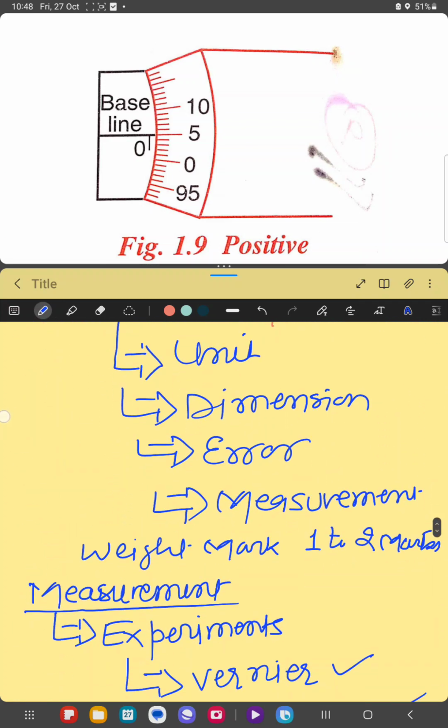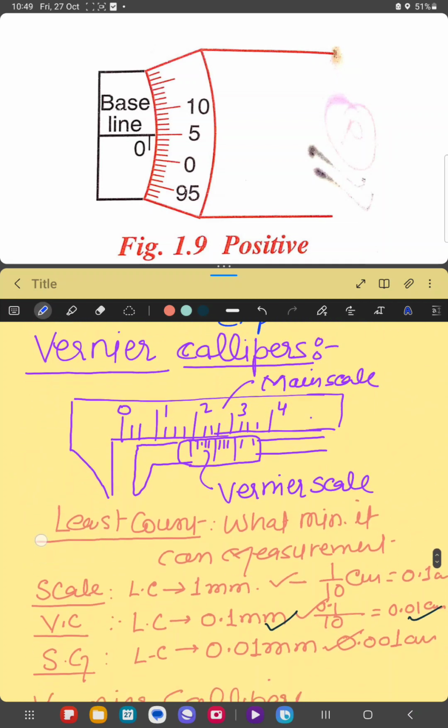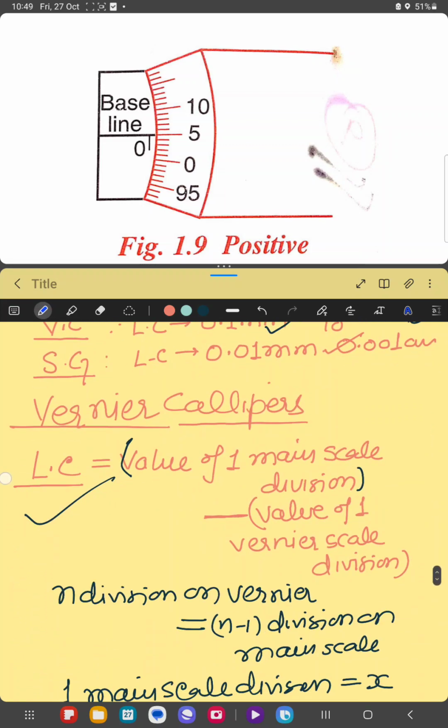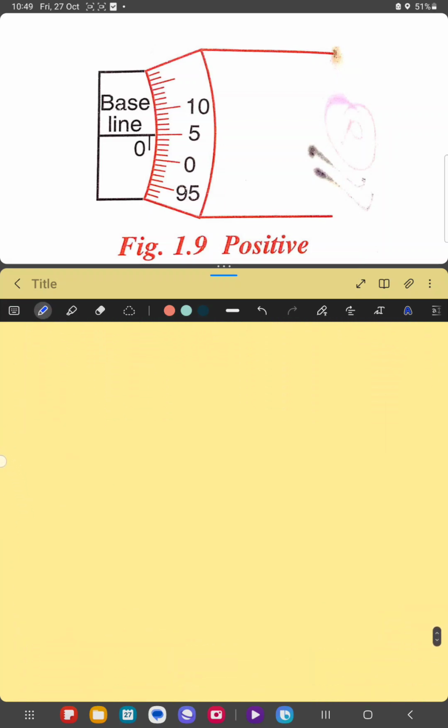What we have seen: the vernier calipers. We have seen the least count, and we have derived the formula of it, and how we take the reading of it. Now we are going to start a new device named the screw gauge.